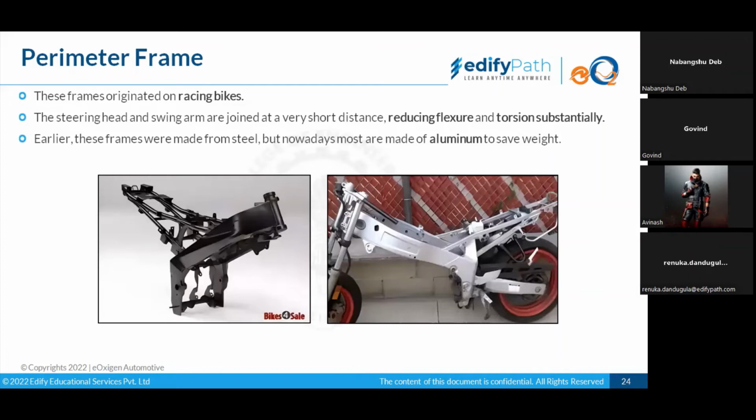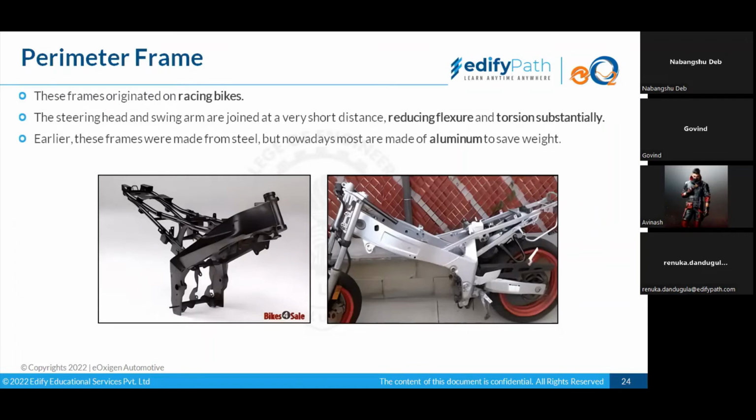So the steering in case of normal bikes that you see, they are much higher, and you don't have to bend that much. But at the same time, if you see high speed bikes, not only racing bikes but also high speed bikes, they are also done in such a way that the swing arm and the steering head are joined at a very shorter distance. So you have to bend your back to hold the steering.